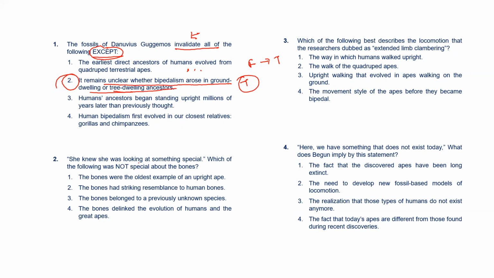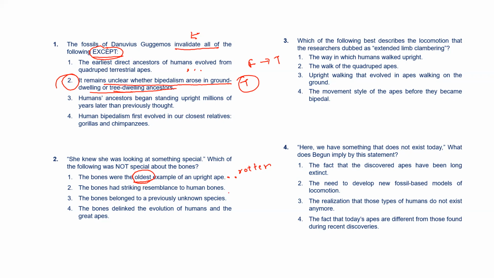Next: she knew she was looking at something special. Which of the following was not special about the bones? The bones were the oldest example of an upright ape. I don't like this word, oldest. So this could be the answer. This is a rotten word. It's given quite old, I don't know oldest. But let me look at the other options also.